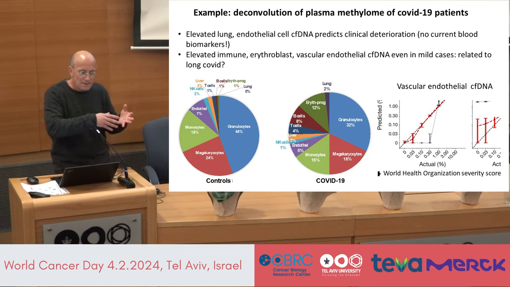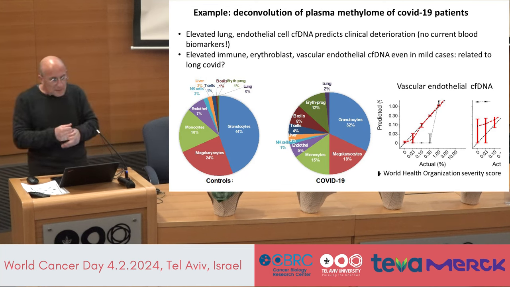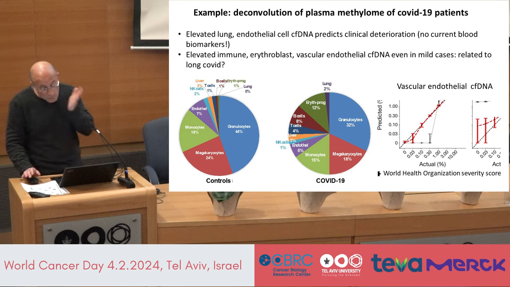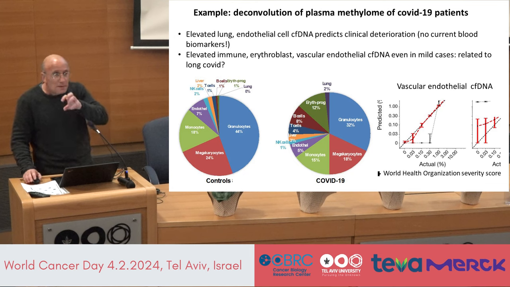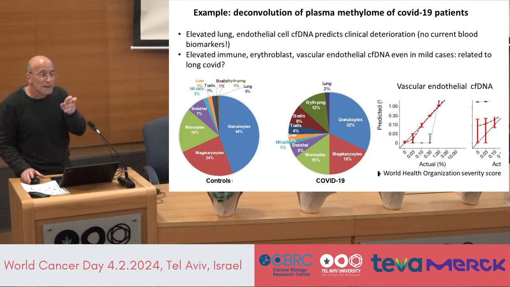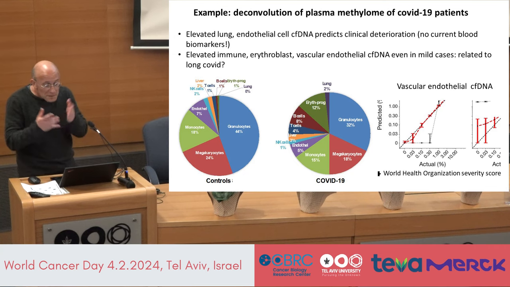You can do this exercise in people with a disease, and here's one, unfortunately still unpublished, a long time ago, should have been published: COVID-19. So this is the cell-free DNA composition of hospitalized people with COVID-19, and you see many, many things there.